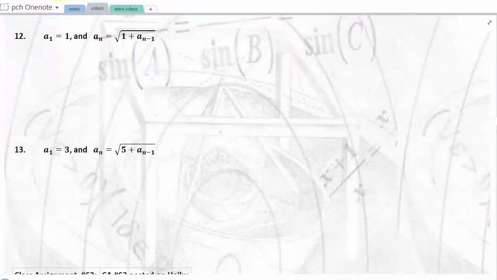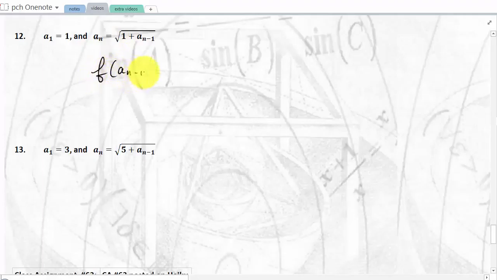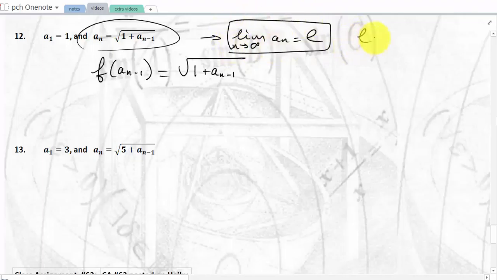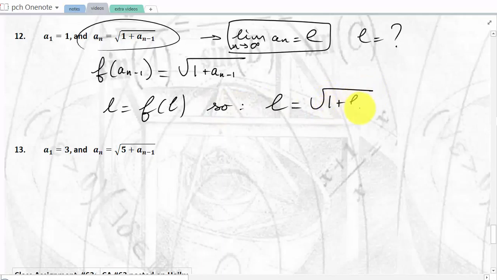All right, here is another sequence defined recursively. So what is f of a sub n minus 1 here? It is the square root of 1 plus a sub n minus 1. So if this sequence has a limit, what is that limit? Let's call the limit L. So the limit as n approaches infinity of a sub n, I'm going to assume it's L, and I want to know what L is. L will be the solution of L equals f of L. So we have L equals the square root of 1 plus L.